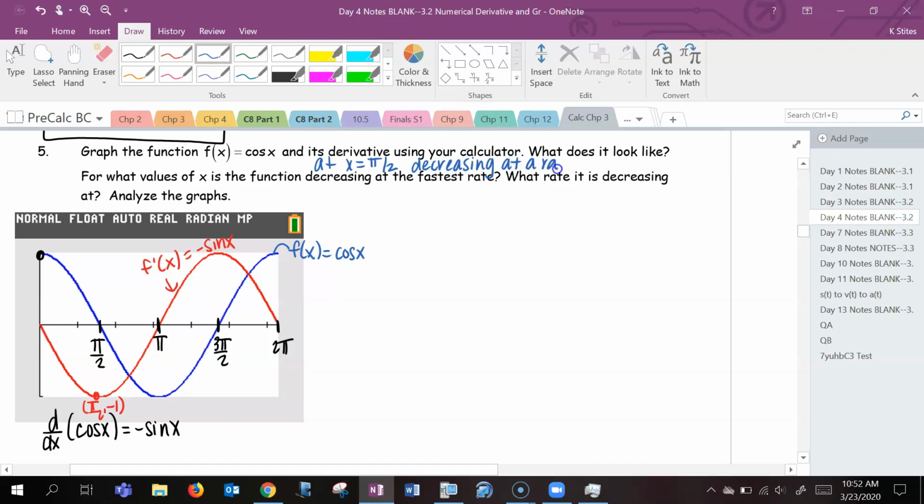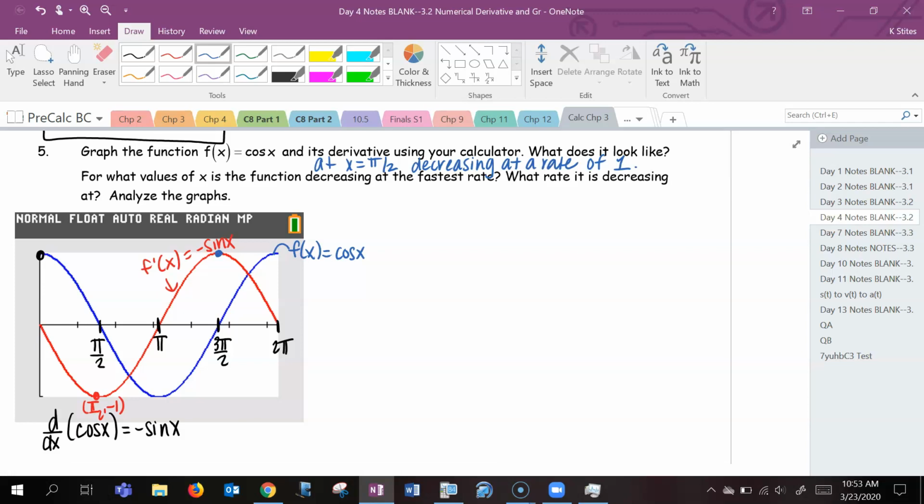at a rate of, so since we're saying decreasing is like your negative, it's decreasing at a rate of 1. The rate itself, or the slope itself, is -1, but since we're using that word decreasing, we're decreasing at a rate of 1. That's representing your -1. What rate is it decreasing at? Okay, so it's decreasing at a rate of 1. Okay, up here at 3 pi over 2, it would be increasing at a rate of 1.